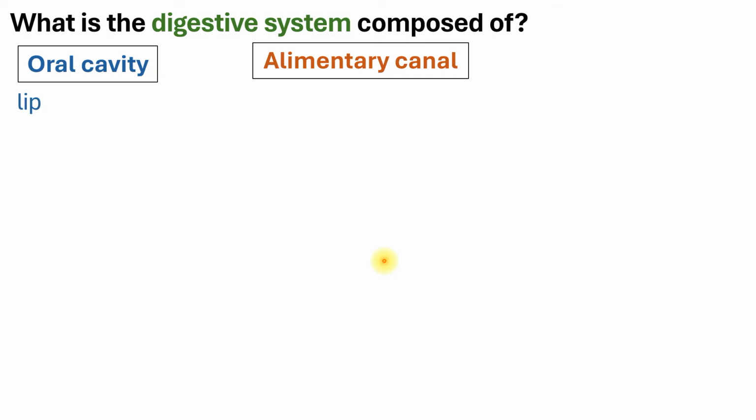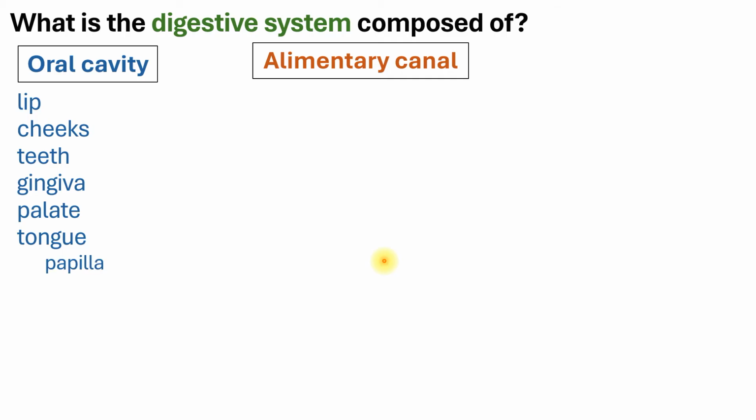For the oral cavity, we have the lip, the cheeks, the teeth, the gingiva or the gums, the palate, and the tongue. And then within the tongue, we would have your structures, your small bumps on the surface of your tongue found in the epithelium. That would be your papilla, which is further subdivided into two types, your mechanical papilla and your gustatory papilla, which houses taste buds, which allows the animal to have a sense of taste or taste the food that they are eating.